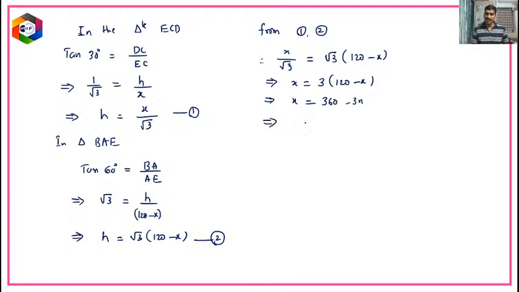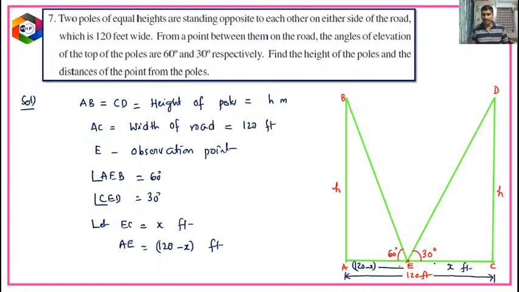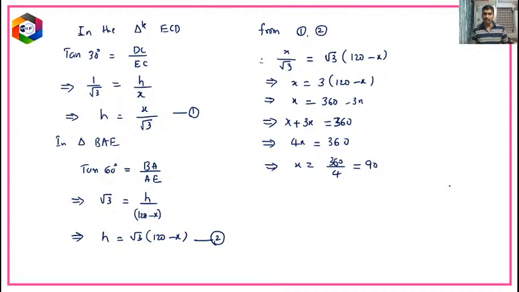Now bring the minus 3x term to the left hand side. So x plus 3x is equal to 360. So x plus 3x, 4x, will be equal to 360. Now the value of x will be 360 by 4. 4 nines are 36, so 90. So x is equal to 90. x is equal to 90 means this side. That means total is 120 feet. That means toward the angle of elevation 30, the distance is 90 feet. If this is 90, automatically this side will be 30, so later on we will write that condition. First we got the x value.